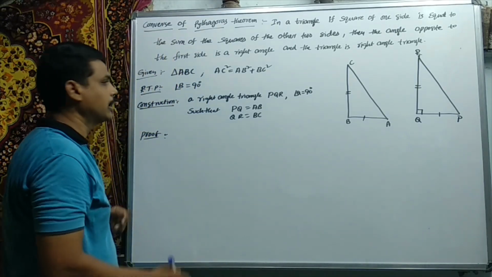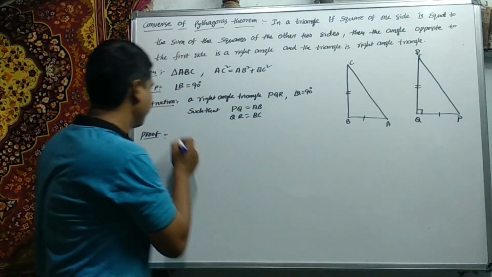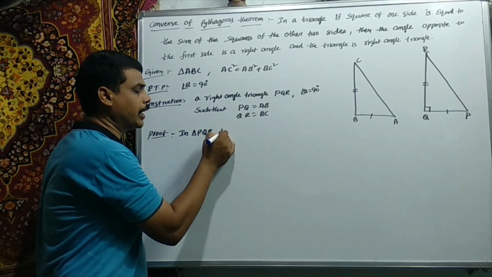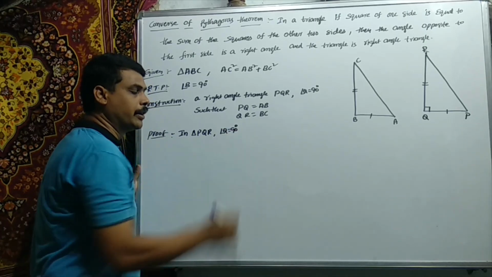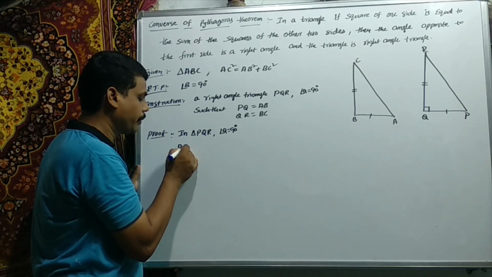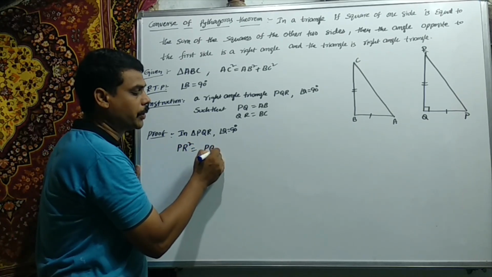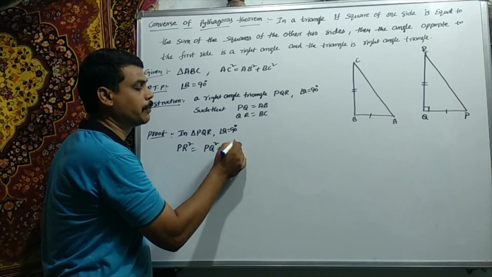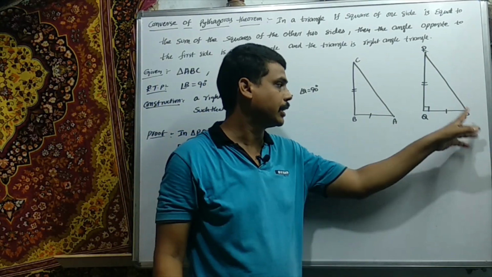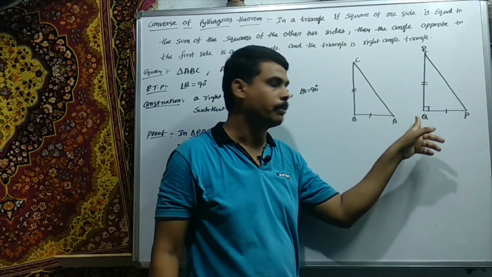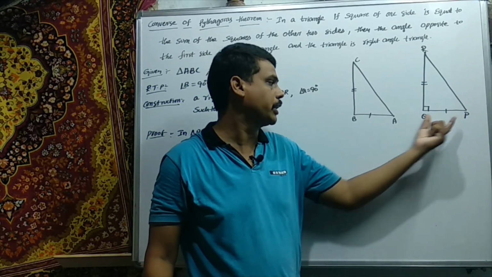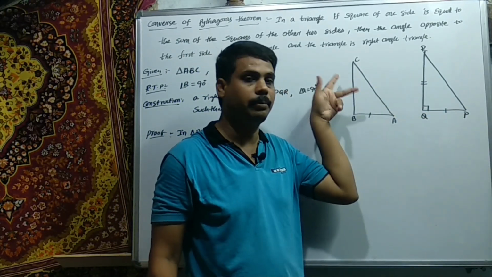Now I have to see this in triangle PQR. In triangle PQR, angle Q is equal to 90 degrees. By the Pythagoras theorem, PR square is equal to PQ square plus QR square. This is the Pythagoras theorem. Whenever a right angle triangle is given, you have to say PR square is equal to PQ square plus QR square. And as you observe in the construction part, PQ is equal to AB, and QR is equal to BC, which are given.